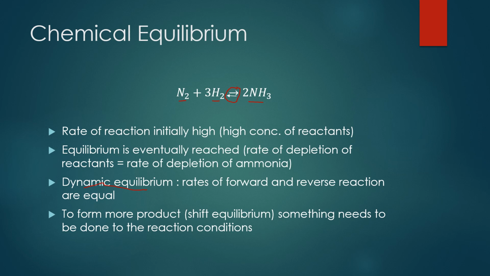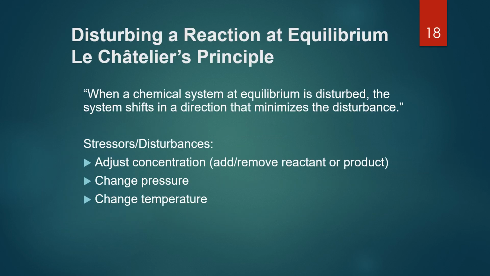If we want to shift this equilibrium, either towards products or towards reactants, something needs to be done to the reaction conditions. To disturb a reaction at equilibrium, we have to apply Le Chatelier's principle. Le Chatelier's principle says that when a chemical system at equilibrium, so it's only equilibrium reactions, with the arrow going towards the product but also back towards the reactant, is disturbed at all, the system is going to shift in a direction to minimize the disturbance.